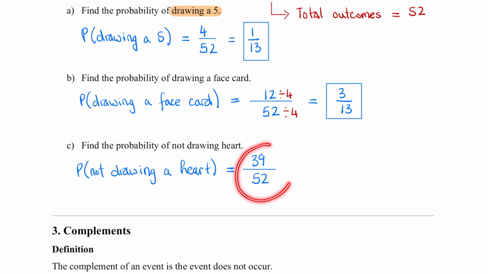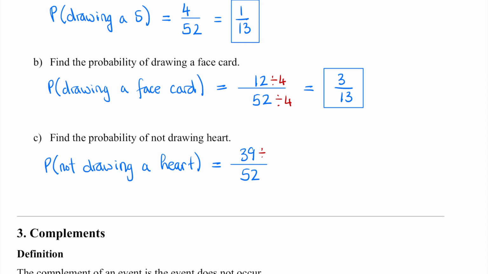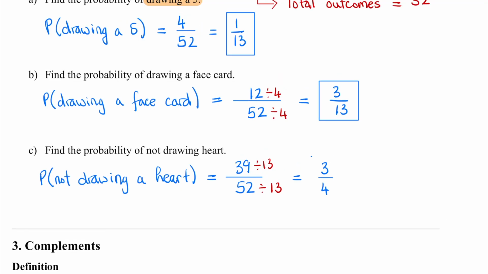Now we need to simplify this fraction. Both 39 and 52 are divisible by 13. So we'll divide 39 by 13 and divide 52 by 13. We get 3 over 4. So the probability of not drawing a heart is 3 over 4.